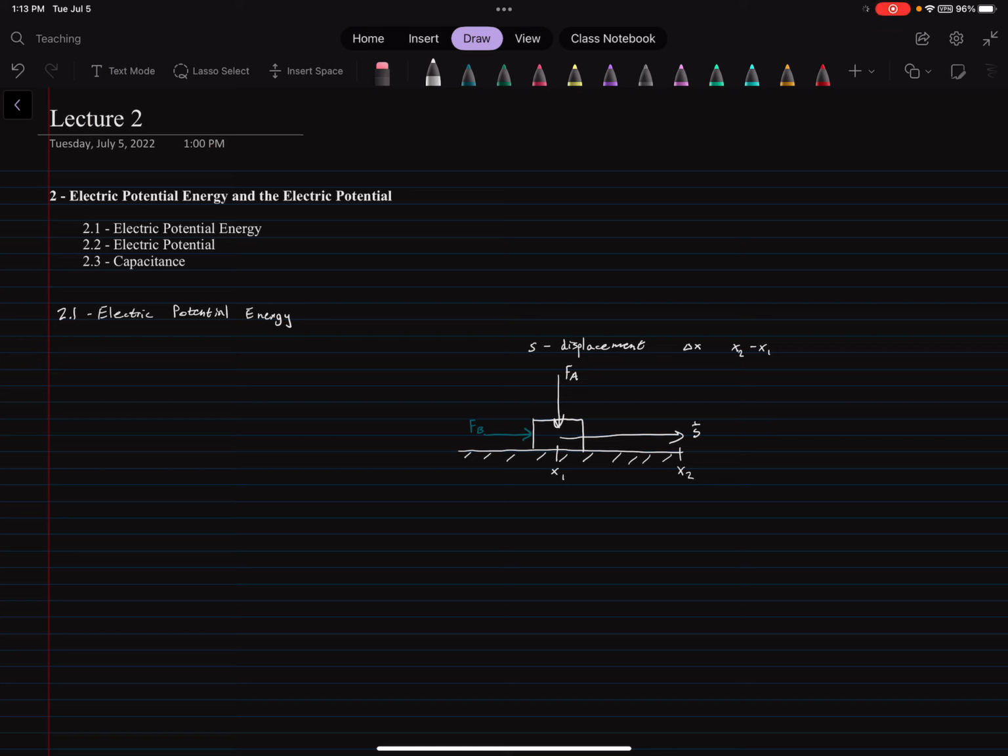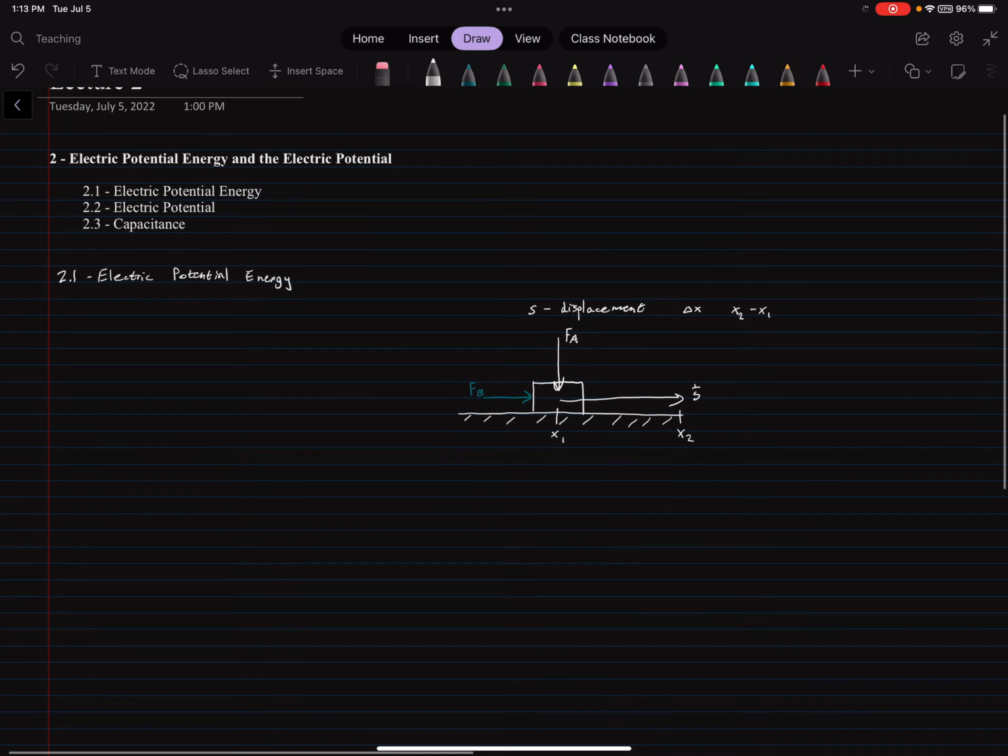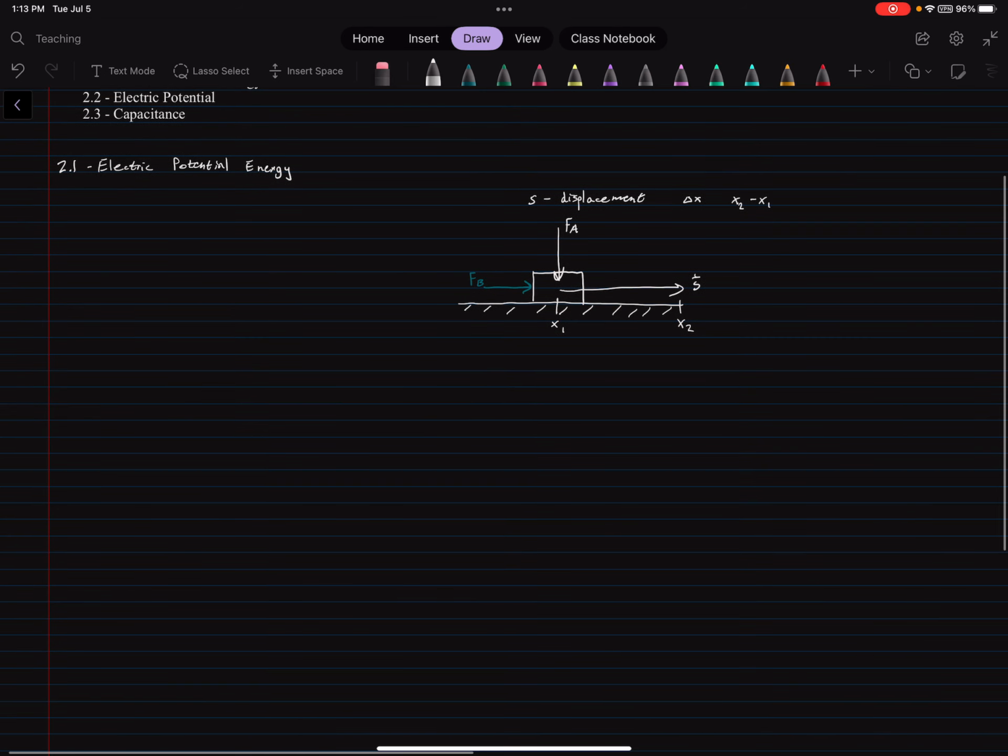So moving on from that, the work-energy theorem said that the total work done on, say, this box is equal to the change in kinetic energy of the box, right? That's what the work-energy theorem said. So that said that the work done from the box moving from point 1 to point 2 is equal to the change in kinetic energy of the box. And kinetic energy was 1/2 mv squared. So 1/2 mv2 squared minus 1/2 mv1 squared, right?